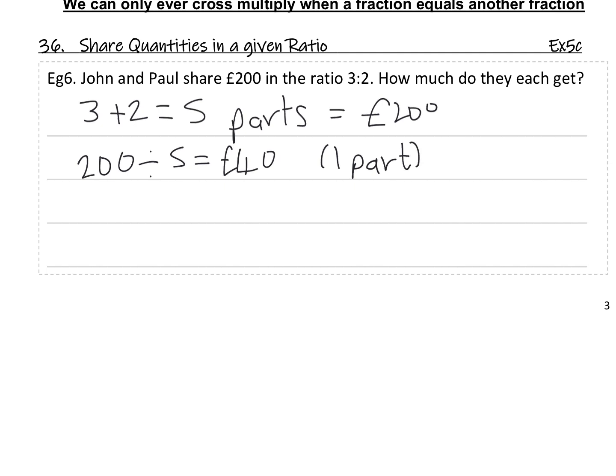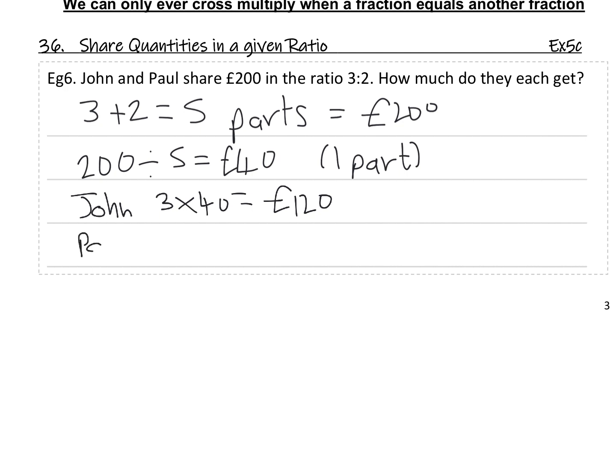How much do they each get? Well, John is the first person mentioned, so he's the first part in the ratio. He gets 3 parts. So that would be 3 40s. 3 times 40. He would get £120.